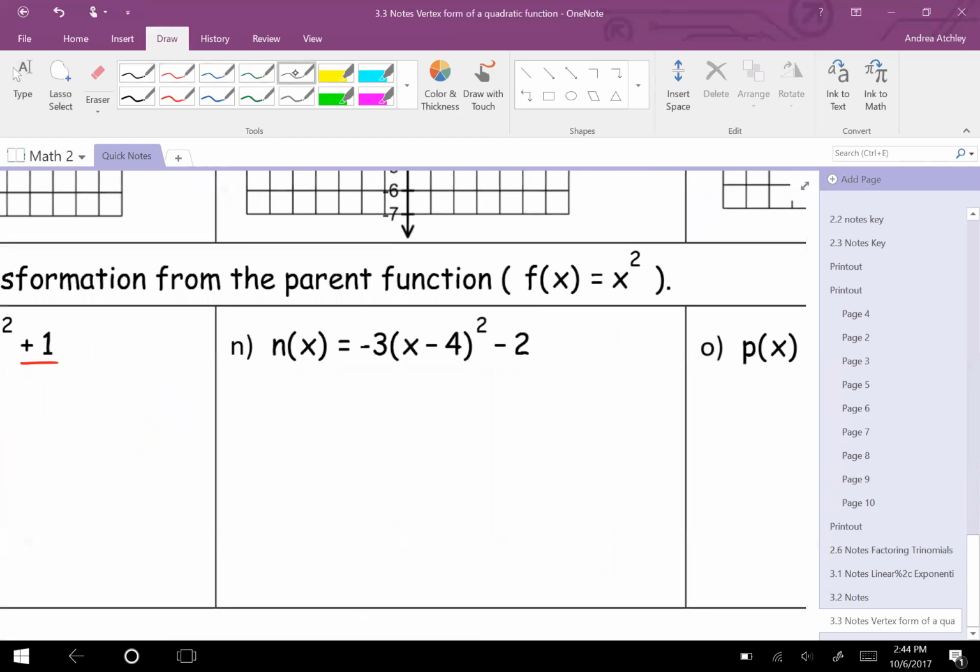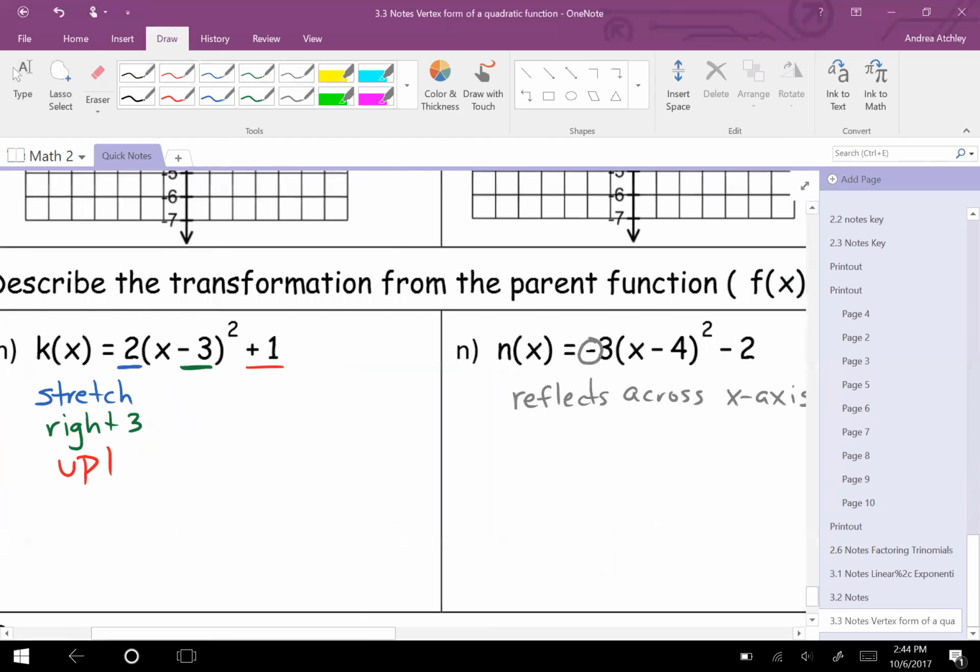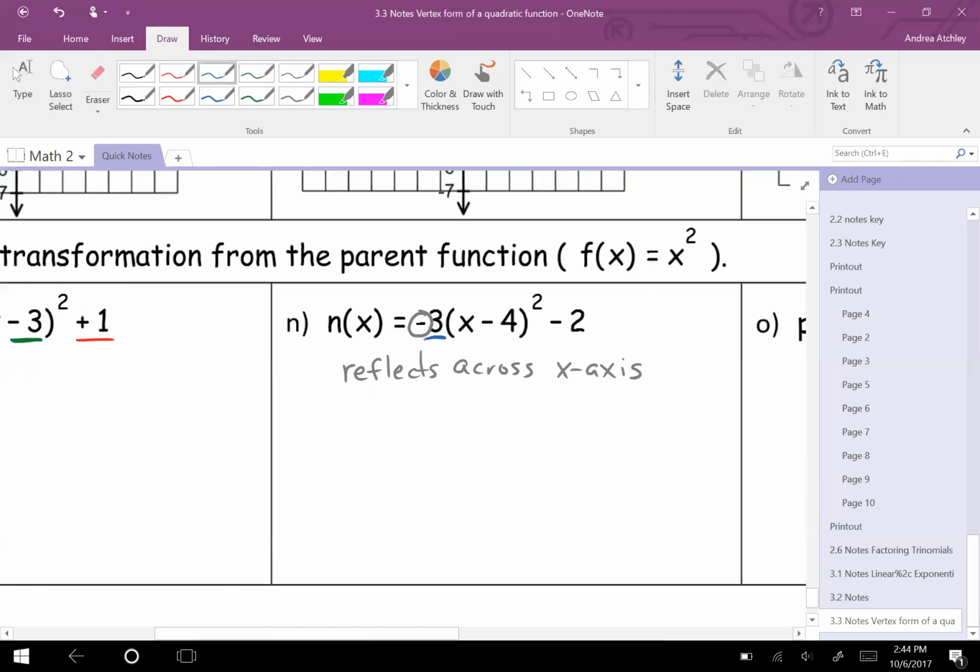The next one, we have a negative. What does the negative tell me? Reflects across the x-axis. What does the 3 tell me, class? Still a stretch. It's still greater than 1. So it's a stretch. -4, class? Right 4. And the -2? Down 2.